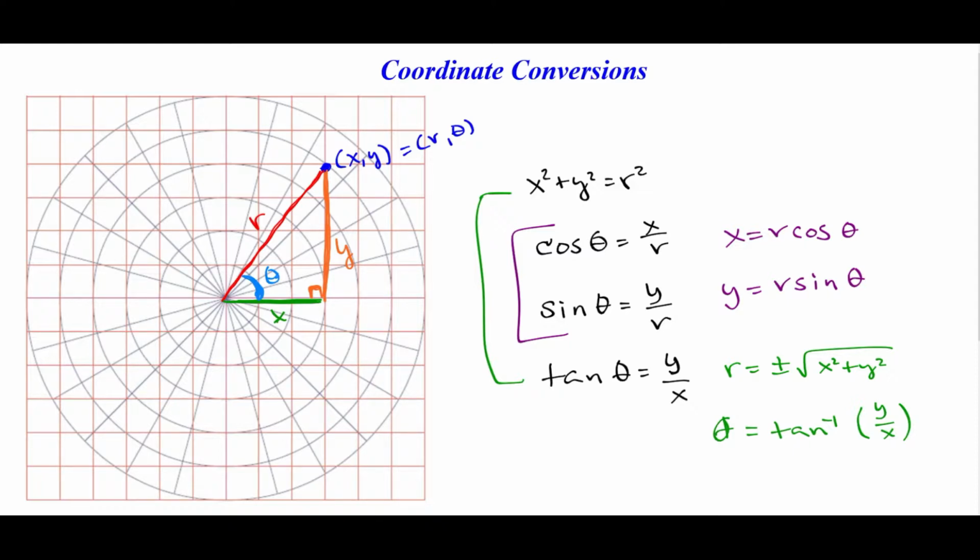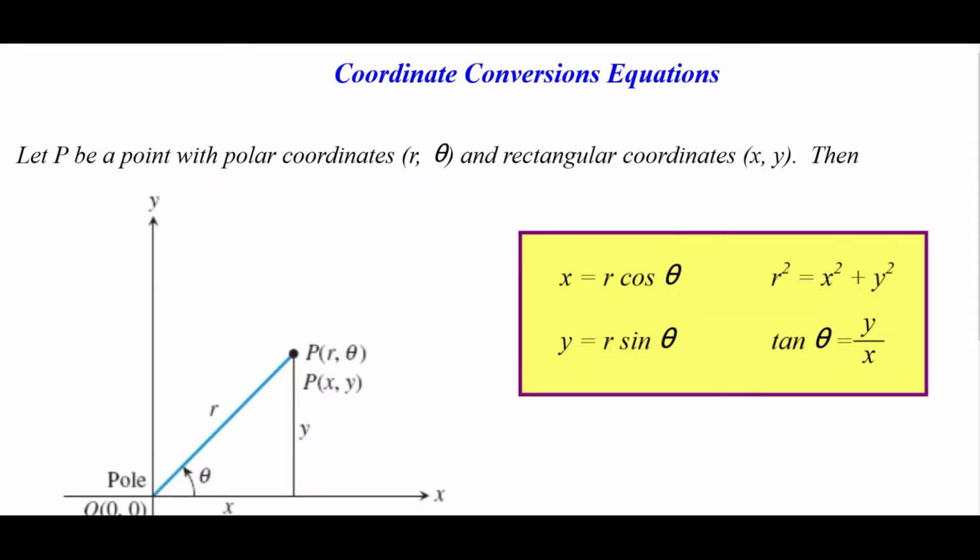So when we convert from rectangular form to polar form, we're going to get some options that we're going to have to look at. Taking another look at this, the formulas in this box will be given to you on the formula sheet, so you will have them, but you need to know how to use them. You don't have to memorize them.